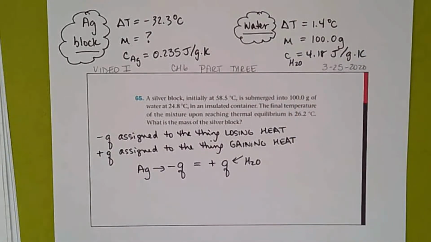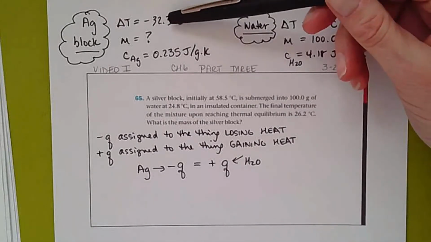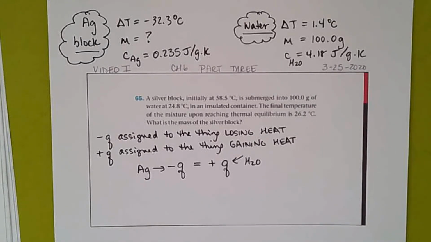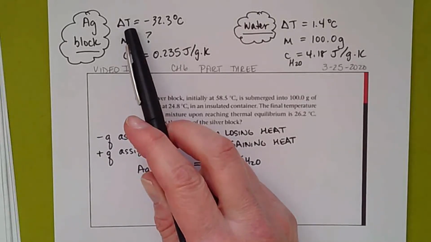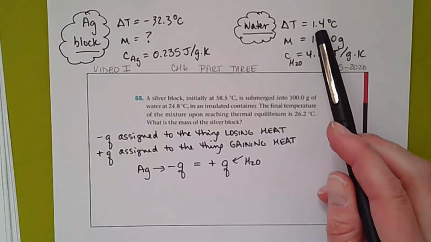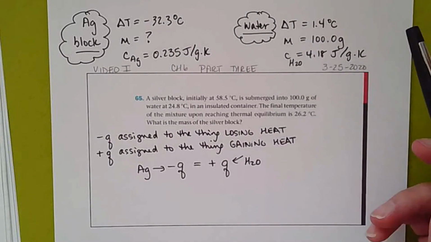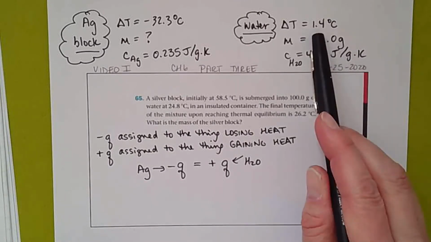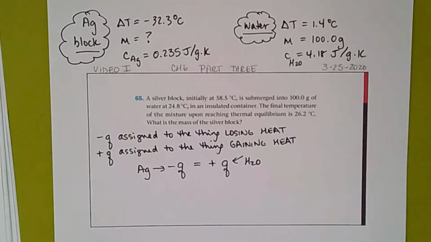And you see at the top here, I've calculated delta T for the silver, which is initially warm, and then we're throwing it into water, which is cooler. Because delta T is final minus initial, the final temperature is less than the initial, so that's going to be a negative number. The water is going to be getting warmer. When you mix a cold thing and a hot thing together, one's going to have a positive delta T and the other a negative delta T. In this case, the water is going to increase in temperature by 1.4 degrees.